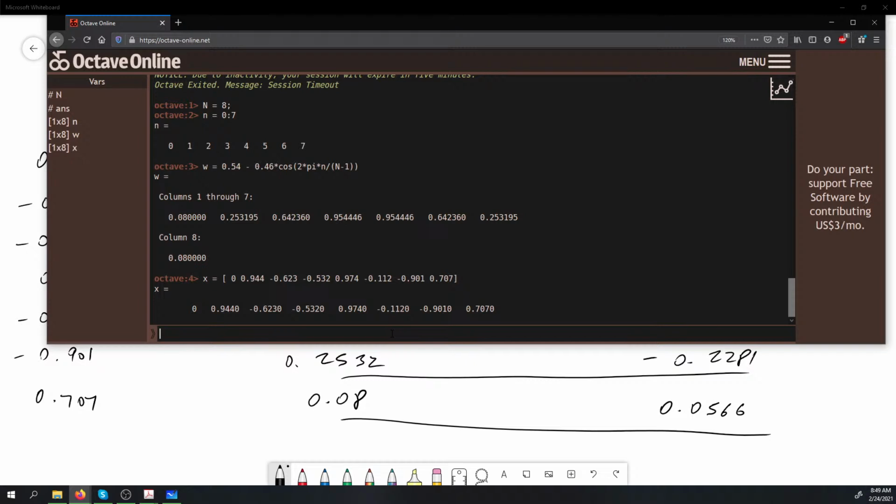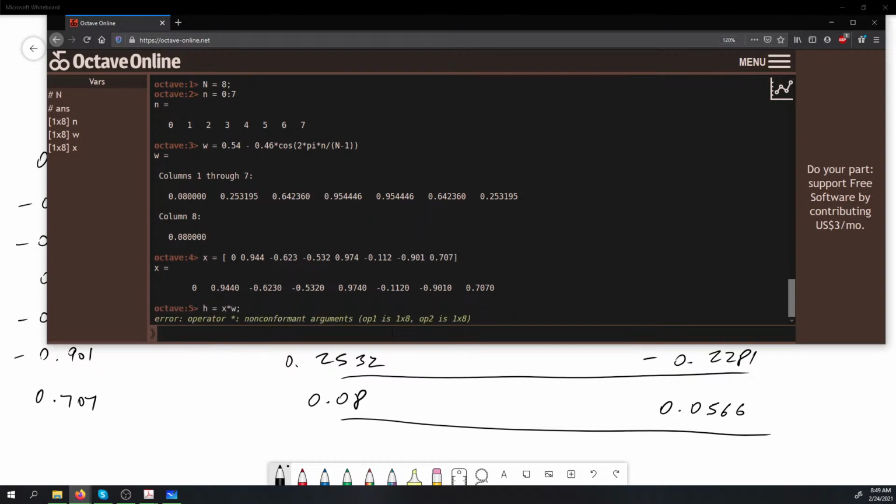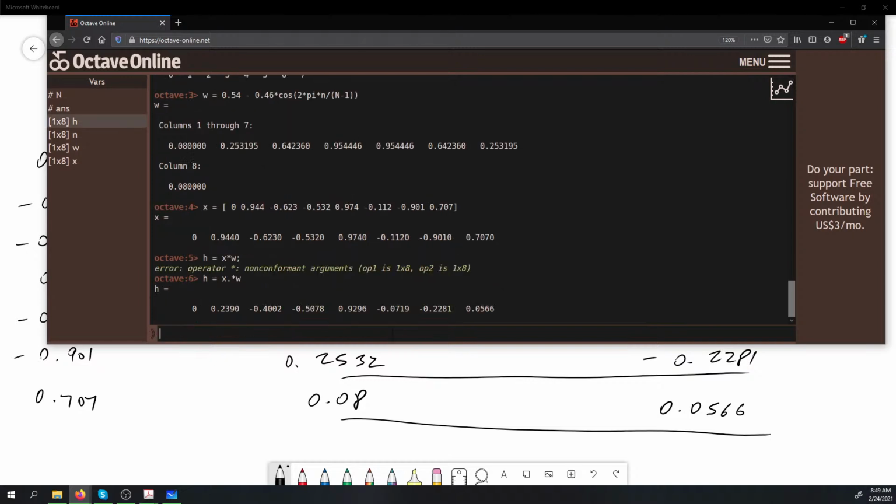Right, and then I can say H here is equal to X star W, but this isn't going to work because this doesn't match up to being a matrix multiplication. So in order to get this to work, I need to make sure it's multiplying element by element. So it's going to be H equal to X dot star W. That way it multiplies the first element with each first element in the next opposite vector. So we go 0 by 0.08, and then 0.944 here by 0.253, and so forth.